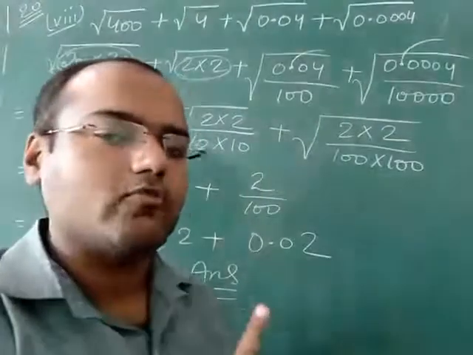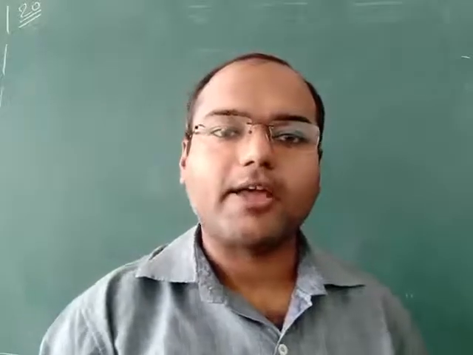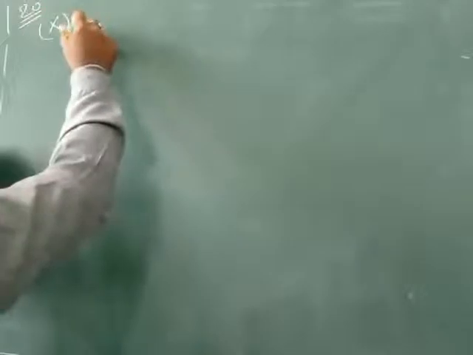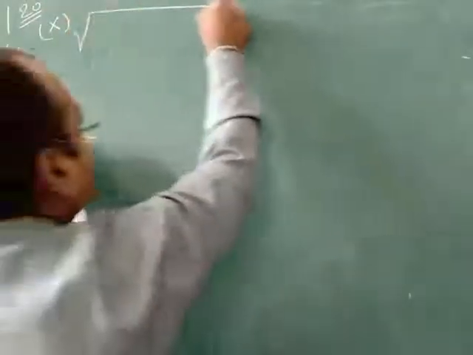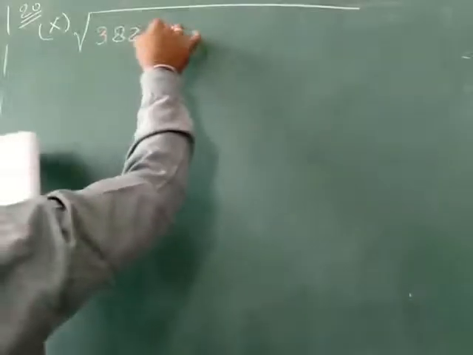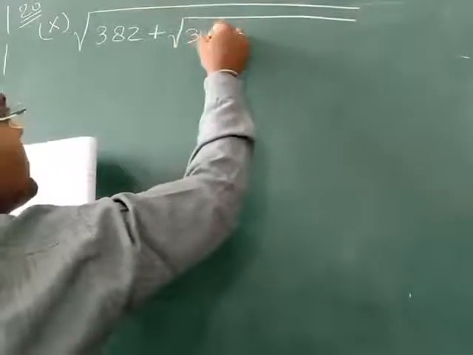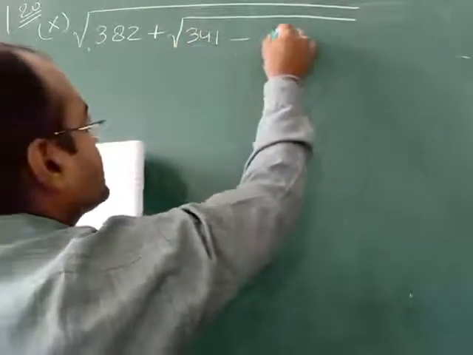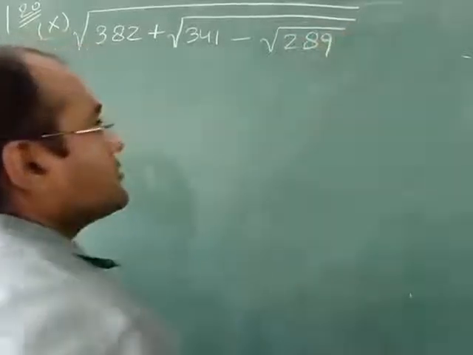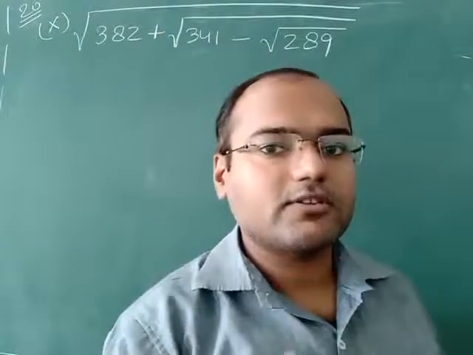So like this you have to do part number 8. Now come to part number 10. Square root 382 plus square root 341 minus square root 289. So in such questions what you have to do, first of all you have to solve the square root which is smaller, in which only 289 is written.